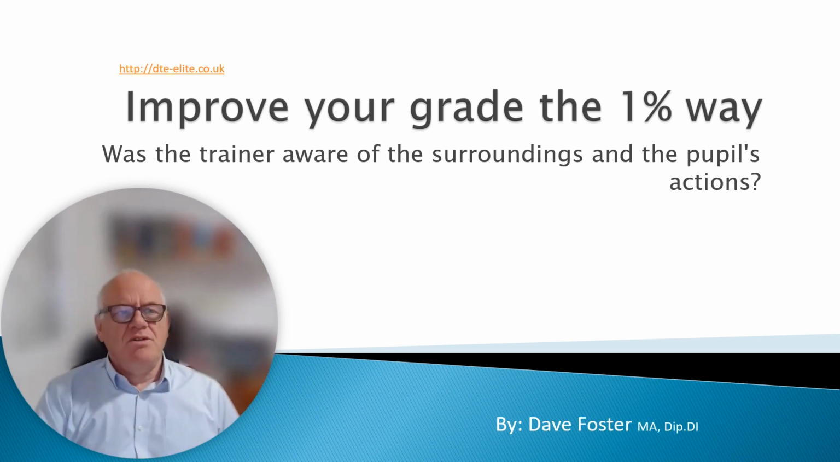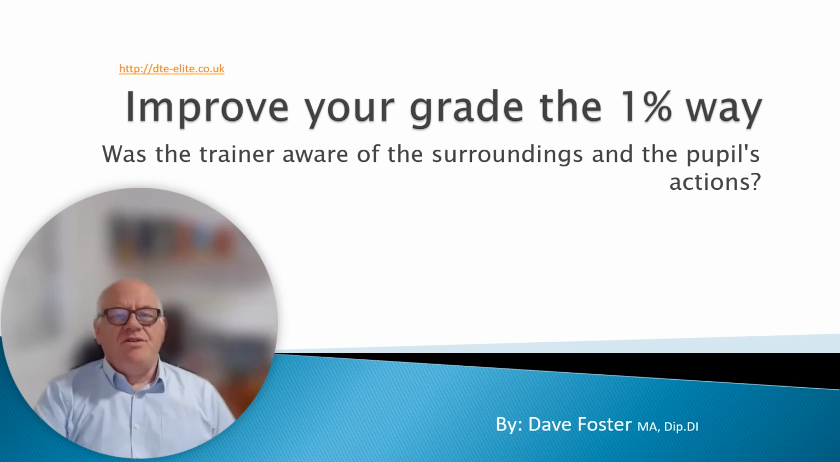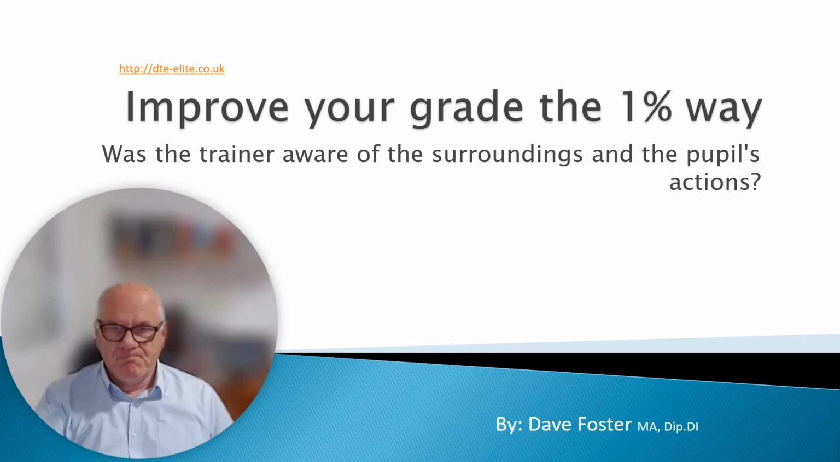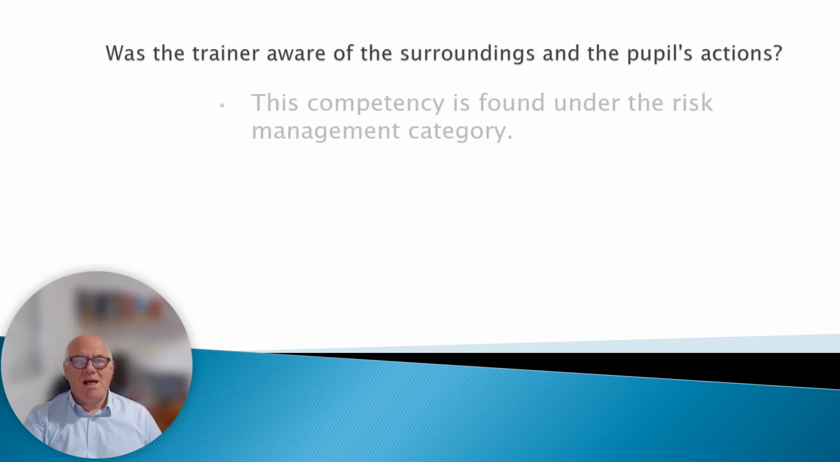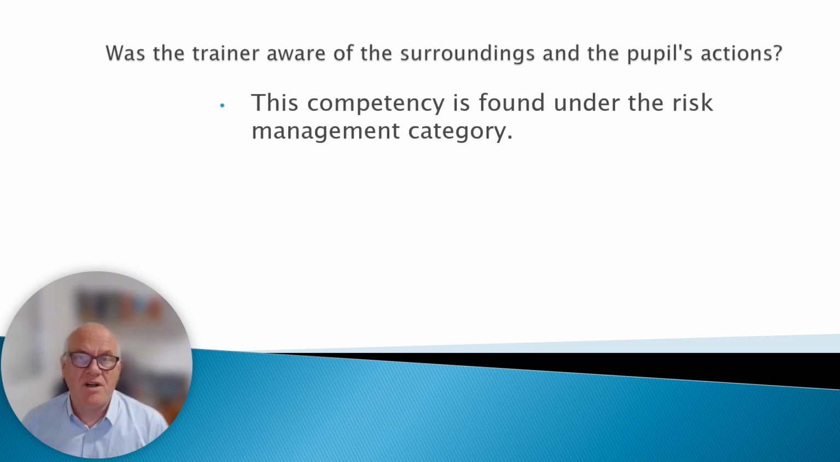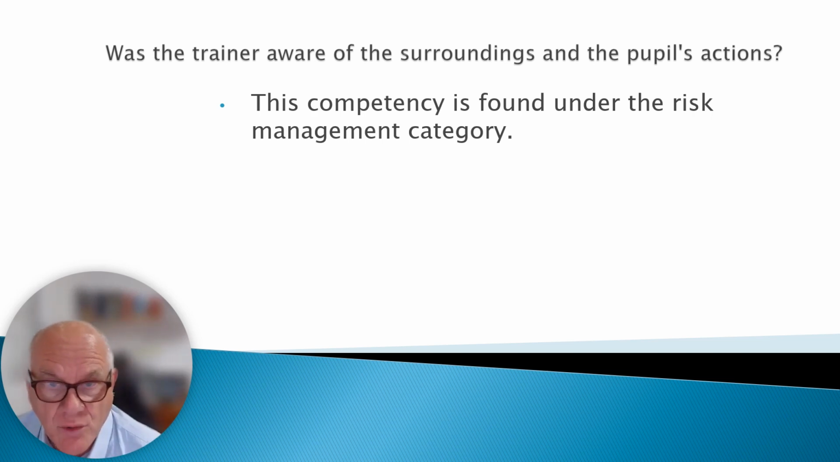Today, I want to look at with you guys, was the trainer aware of the surroundings and the pupil's actions? Quite an interesting one, really, because when I first thought about it, you think, well, what is it about? Competency is found under risk management, so obviously it's quite an important one, because as we know, if we get less than a low score in the risk management category, well, it's all over. So we really need to make sure this is right. So what is it about?